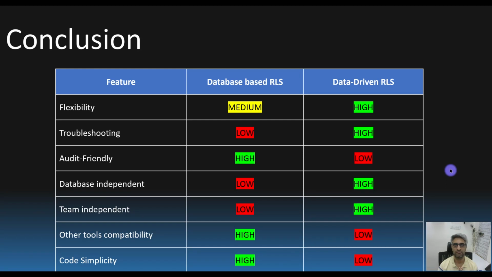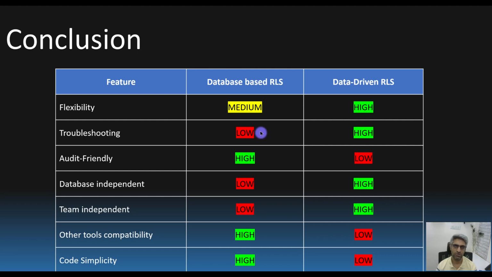So with this, we have covered both the database-based RLS and data-driven RLS. Let's quickly conclude by comparing both approaches on a few parameters. The first is flexibility. As I've explained, the database-based RLS supports a medium level of complexity, whereas data-driven RLS can support a high level of complexity when it comes to the logic, I mean, the kind of processing that you want to do.